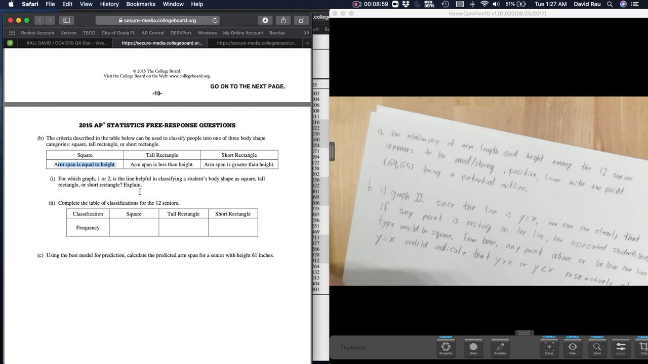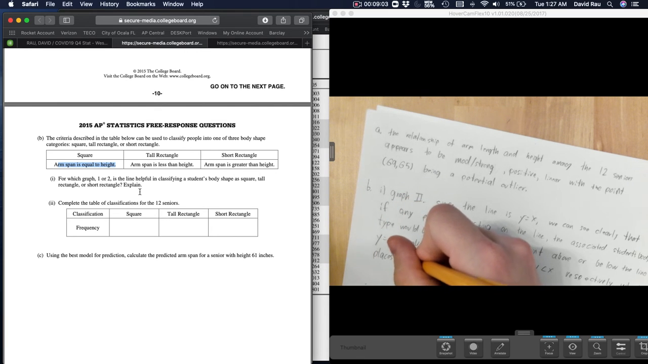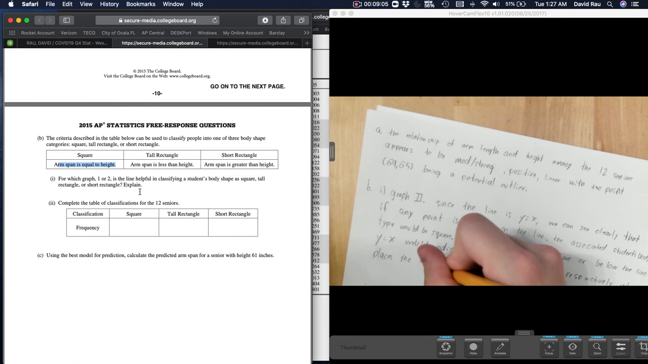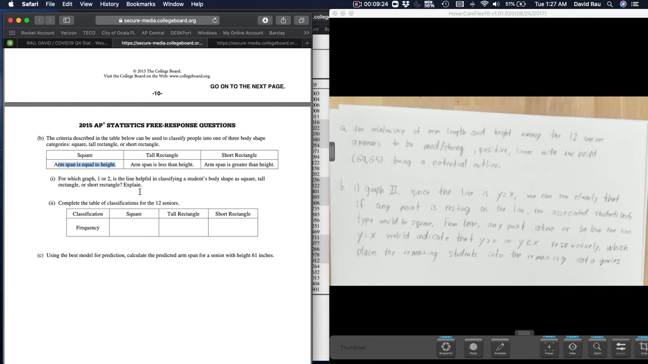I'll say which places the remaining students into the remaining categories. Hope I've defended this enough. Hopefully you can see what I'm saying here.